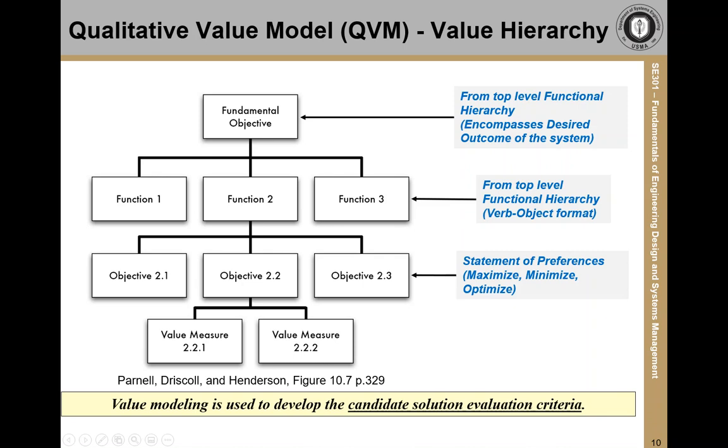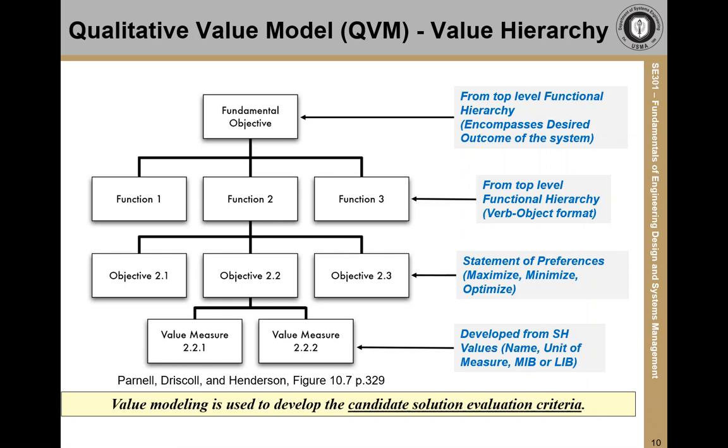And then finally, nested and directly tied to each objective is a value measure. Our value measures come from our stakeholder values. And when we talk about a value measure, we need to associate a unit of measure with them, and then either more is better or less is better.